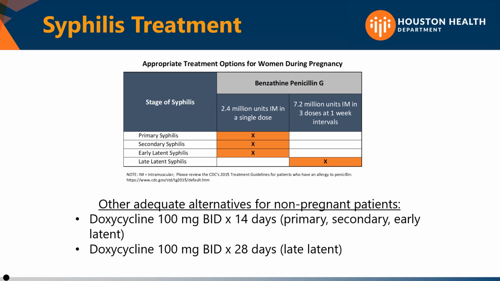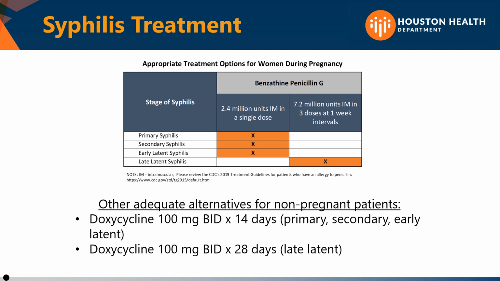And therefore we have other adequate alternatives for non-pregnant patients, and also people who have true allergies to penicillin, which is basically doxycycline or tetracycline. Doxycycline should be given 100 milligrams twice a day for 14 days for all of the early stages: primary, secondary, and early latent. And then doxycycline 100 milligrams twice a day for 28 days for late latent stages.